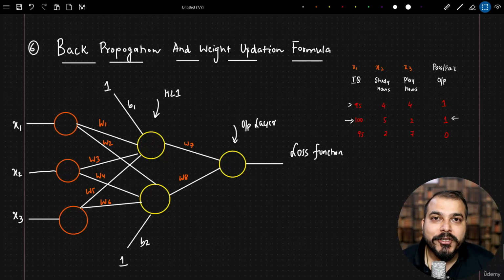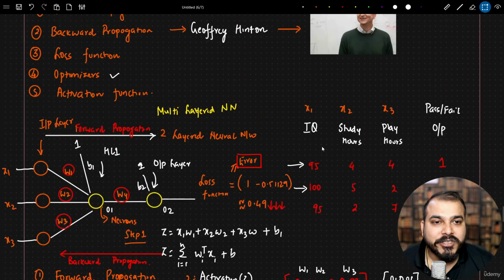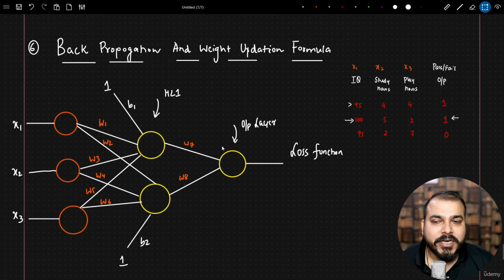Hello guys, so we are going to continue the discussion with respect to deep learning. In our previous video, we have seen the high level overview, right? 1000 feet high level overview regarding forward propagation, backward propagation and all. Now we'll deep dive into backward propagation and we'll try to understand what is the main use and importance of it.